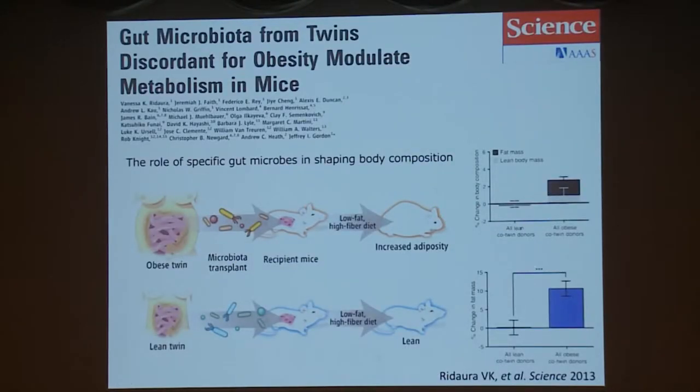This is an earlier epoch-making paper demonstrating the role of gut microbiota in regulating metabolic disease. They transplanted fecal microbiota from adult female twin pairs discordant for obesity into germ-free mice fed a low-fat diet, and they found that total body and fat mass, as well as obesity-associated metabolic phenotypes, were transmissible. Cohousing mice harboring an obese twin's microbiota with mice containing the lean co-twin's microbiota prevented the development of obesity phenotypes, suggesting the role of specific gut microbiota in shaping body composition.